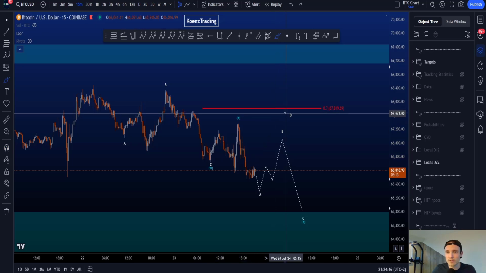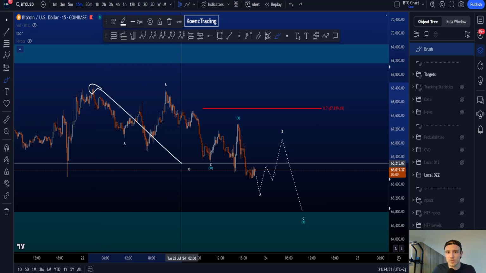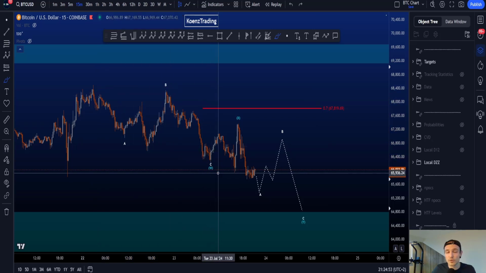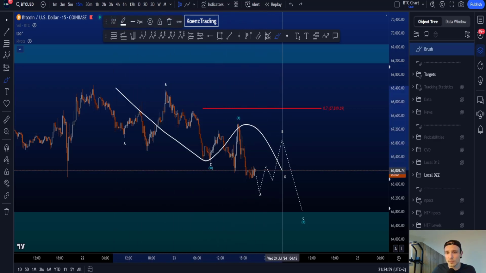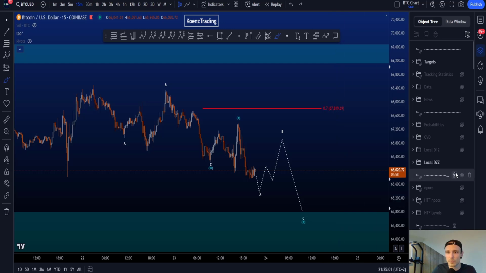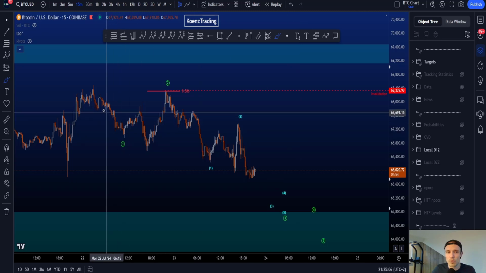Now, by all means, we do not want to hit the 0.7 Fibonacci taken from the start to the end of W, because that would significantly reduce the probabilities for a double zigzag W, X, and then followed by a wave Y. The most bearish scenario is a double 1-2.